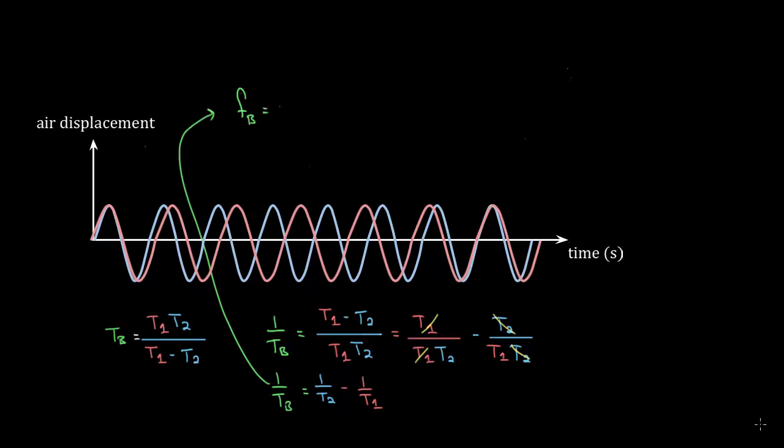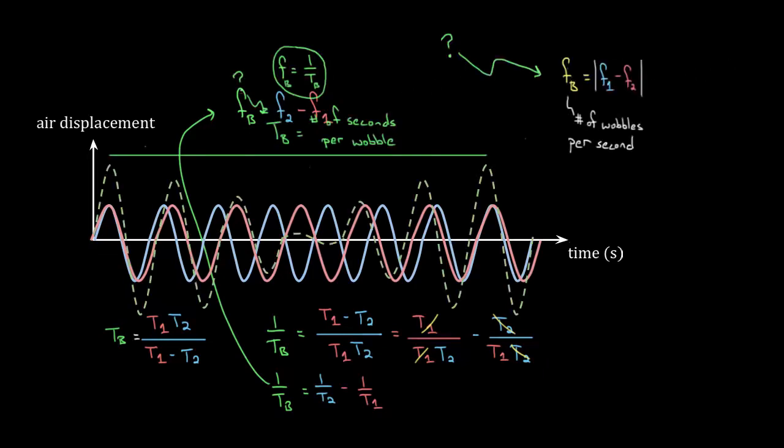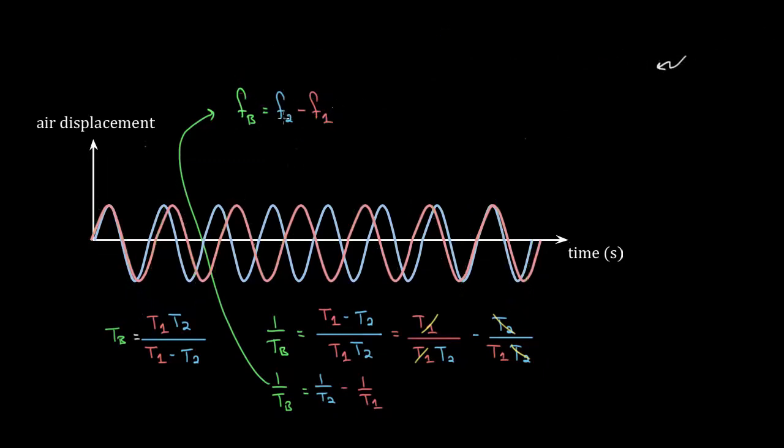And what's 1 over the period of the second wave? That's just the frequency of the second wave. And what's 1 over the period of the first wave? That's just the frequency of the first wave. And we get our beat frequency formula. This is the formula we were trying to find. Remember over here, we wanted to show that the beat frequency formula looked like this, and it does. It looked just like this.